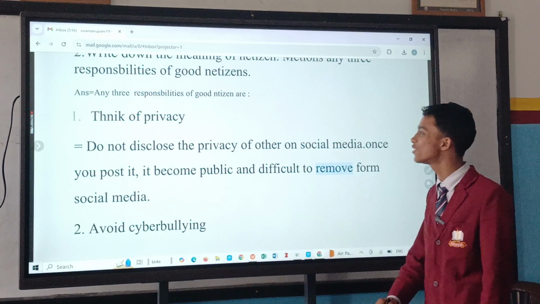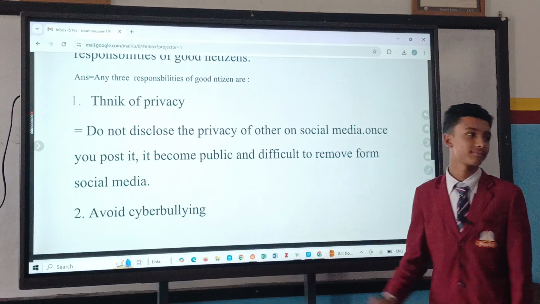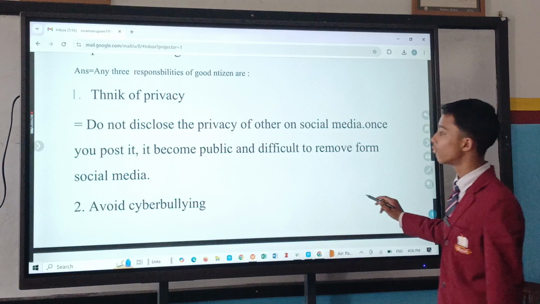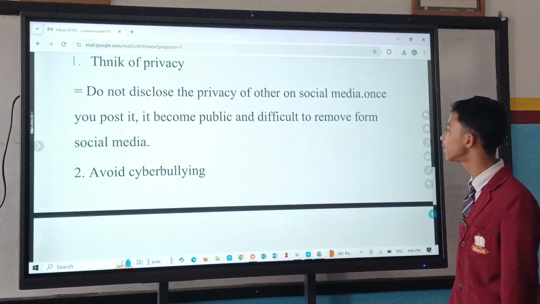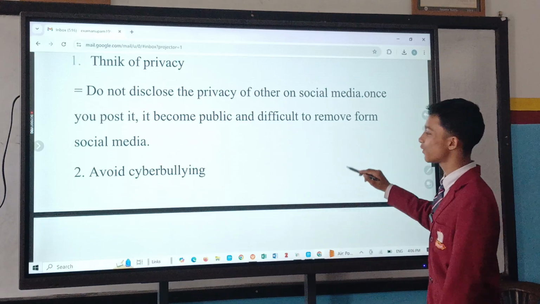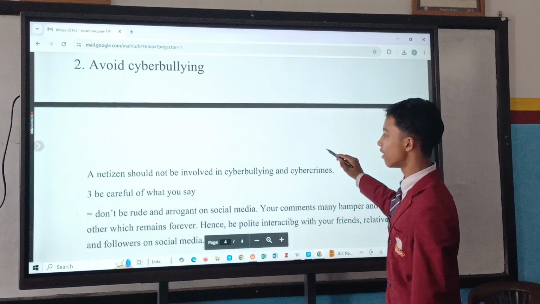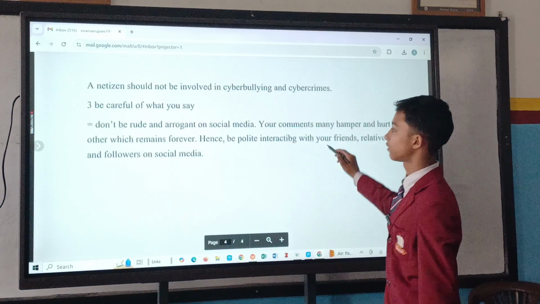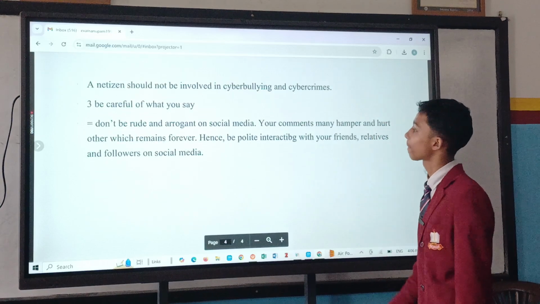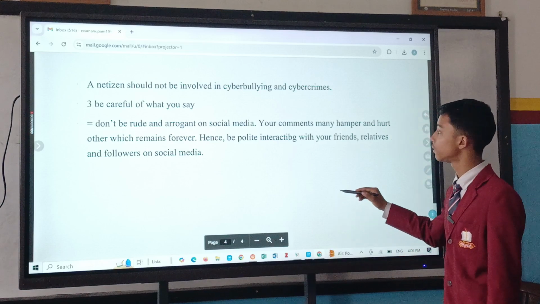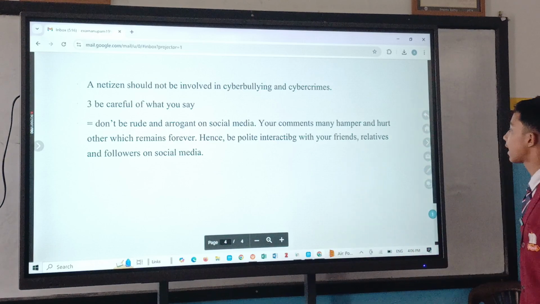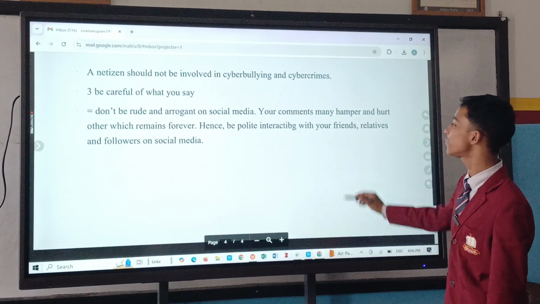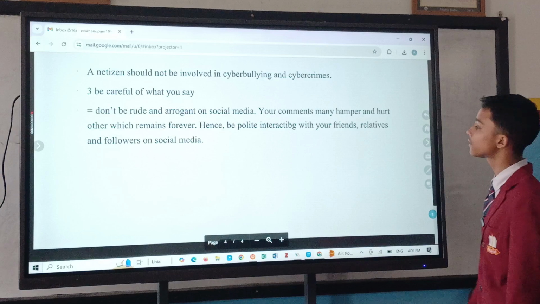Three responsibilities of good netizens are: think of privacy, do not disclose the privacy of others on social media. Once you post it, it becomes public and difficult to remove. Second point, avoid cyberbullying. Netizens should not be involved in cyberbullying and cyber crimes. Third point, be careful of what you say. Don't be rude and arrogant on social media. Your comments may hurt others and remain forever. Hence, be polite when interacting with your friends, relatives and followers on social media.